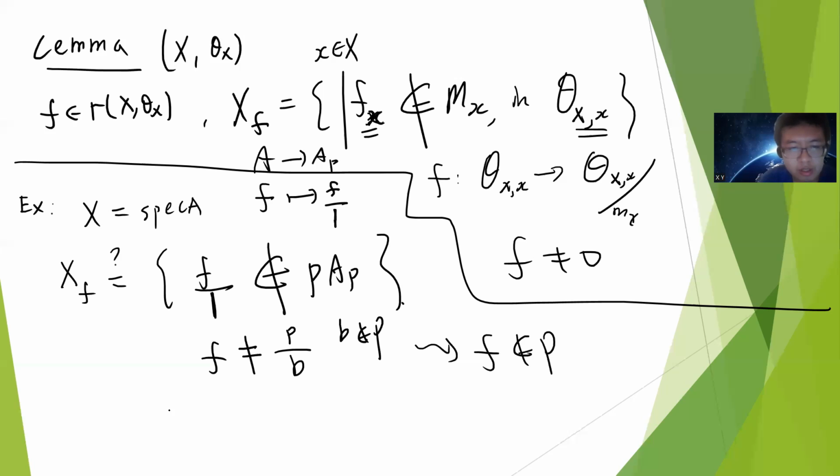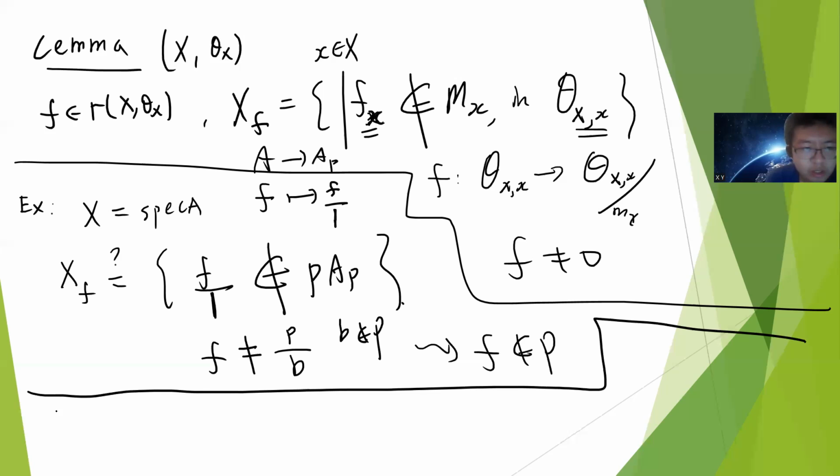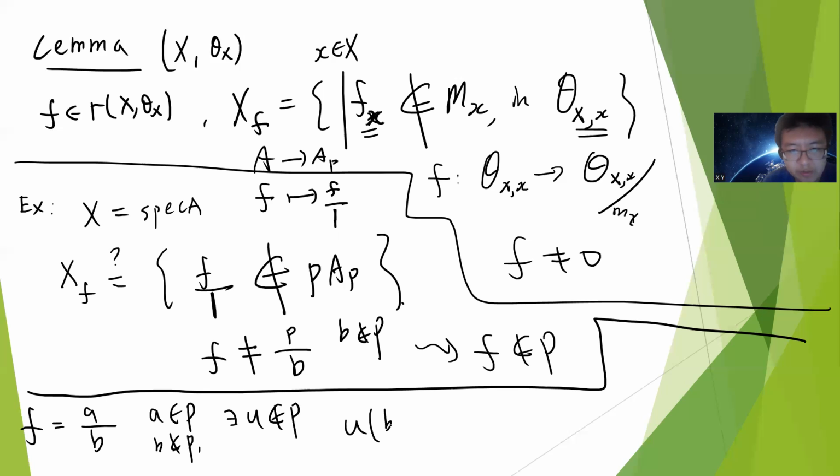So let me just write it like this. Okay, so let's do the converse. Let's say f equals a divided by b, and a belongs to P, but b does not belong to P. This means that you can find a u which does not belong to P, such that u(bf minus a) is 0. Okay, so this is the definition of ring localization.